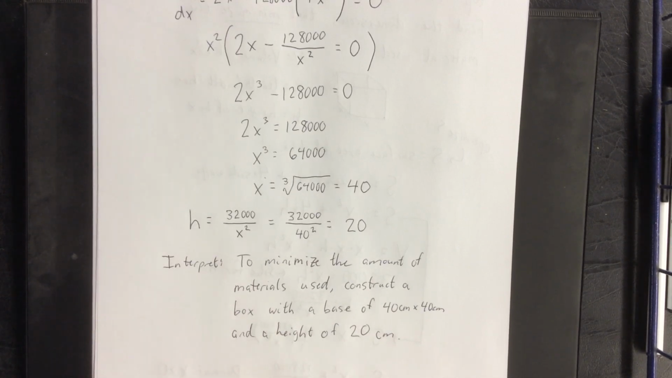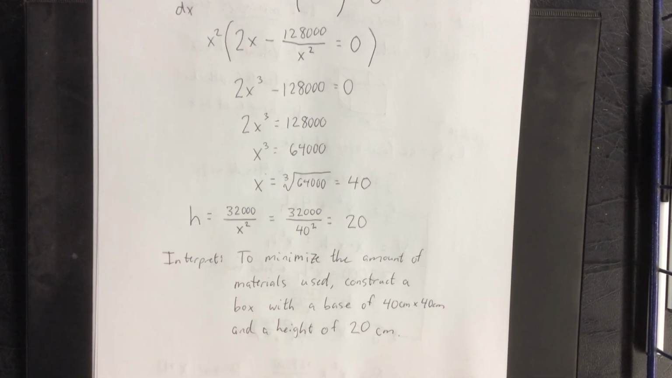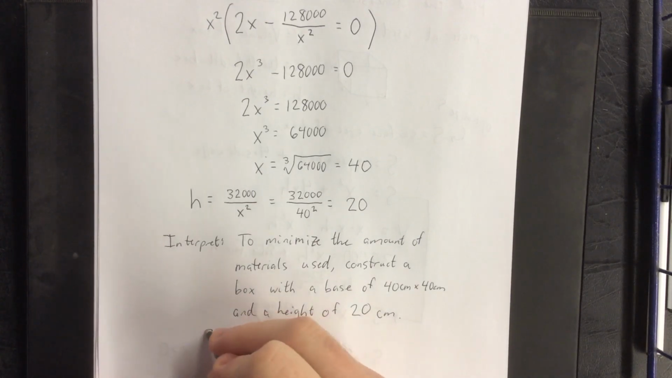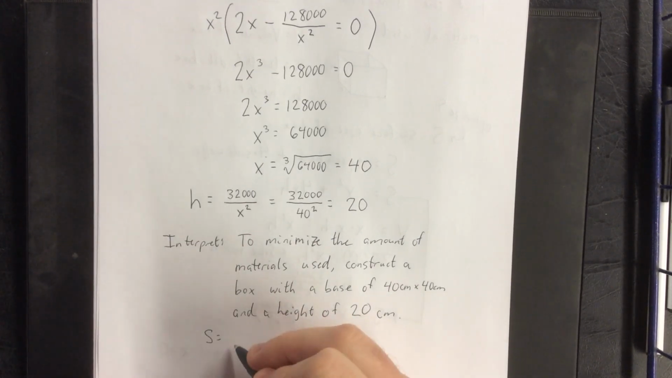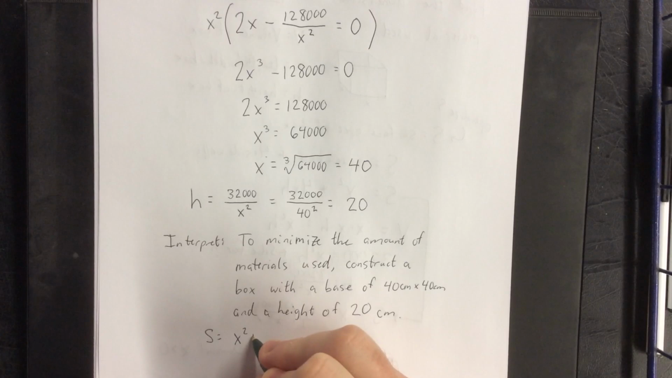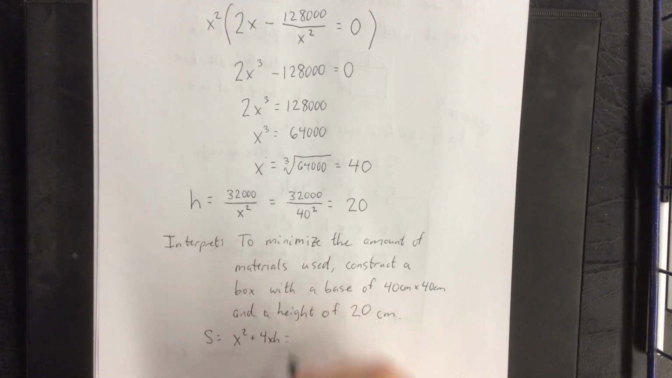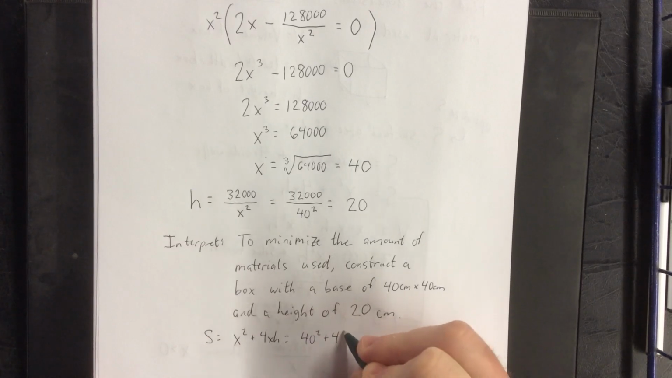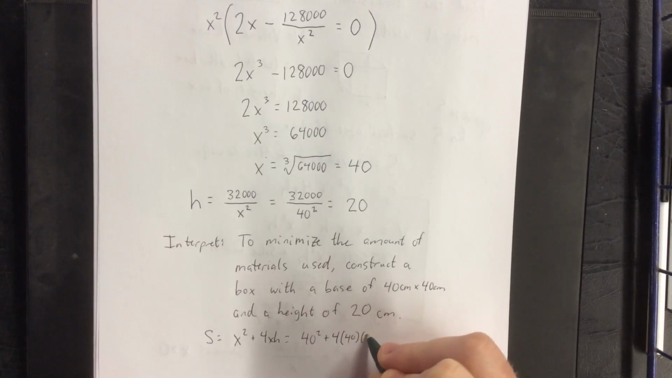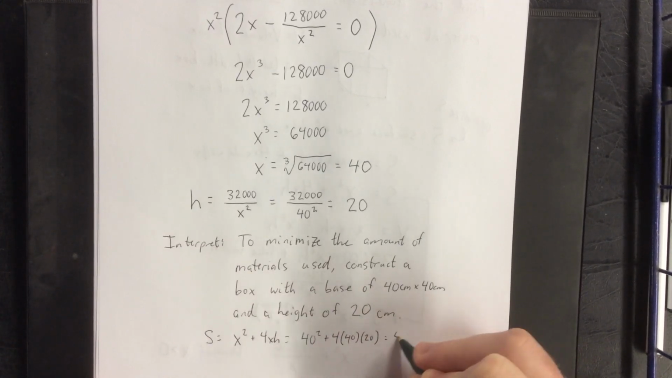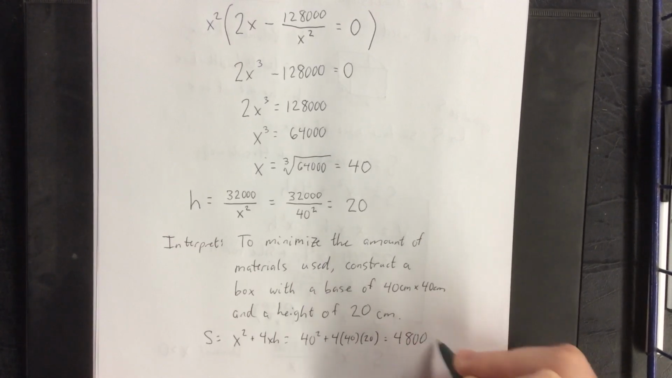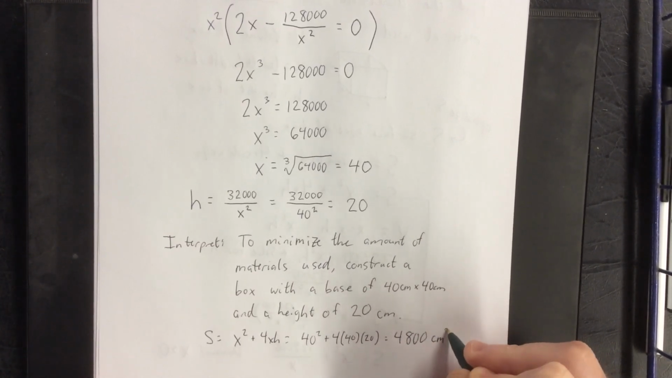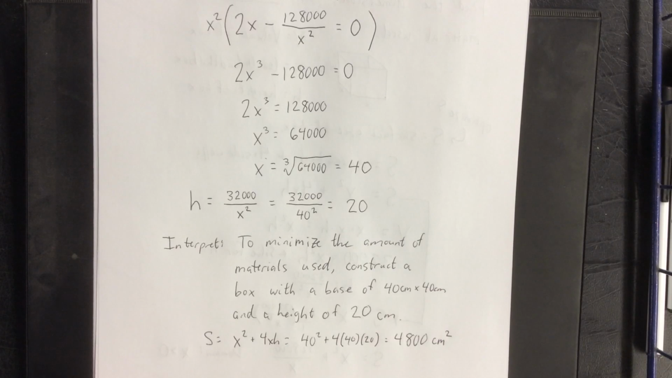After you do that, you can calculate what the minimum surface area is by saying S is equal to, it was x squared plus 4xh. That would be 40 squared plus 4 times 40 times 20. And according to my calculator, aka brain, that would be 4,800 square centimeters, keeping in mind that that was an area that we just calculated.